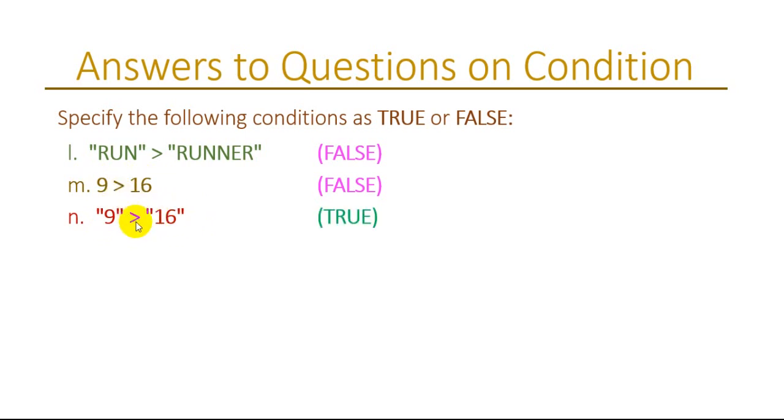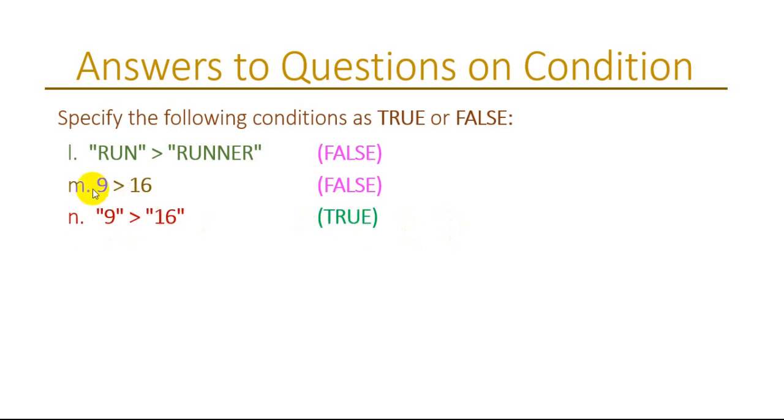Okay, so this is true. Why is it true? Because it's comparing the first letter of this with the first letter of this, not the combination of this. So 9 is greater than 1. Actually, it's comparing the ASCII value of 9 and the ASCII value of 1, and we know the ASCII value of 9 is higher than the ASCII value of 1. Therefore, this is considered true.